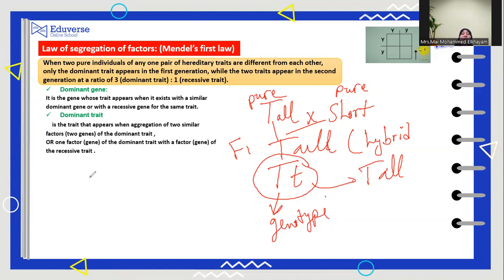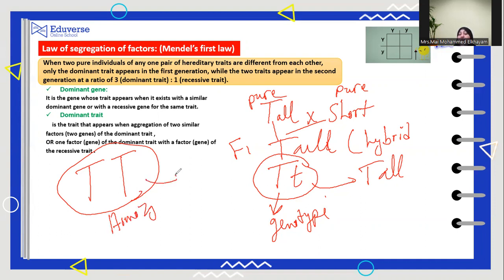Okay. What if I have two factors which are the same, T capital, T capital? These two factors are the same, so they are homozygous genes. How are you going to see them? These are the genotype. So when I say genotype, you have to think about the letters or the genes or the factors. How can you see them? Tall. Tall is the phenotype.